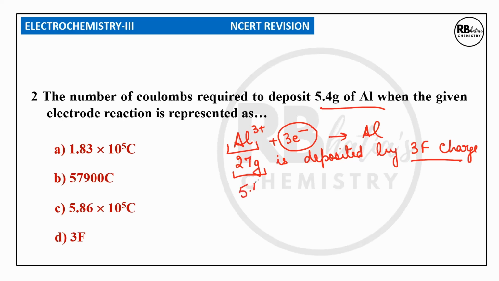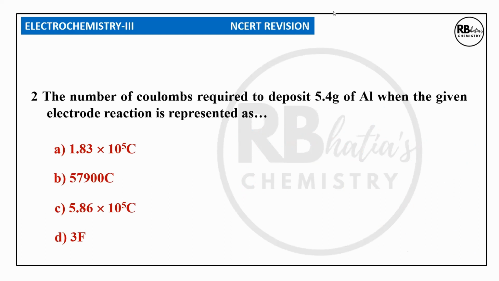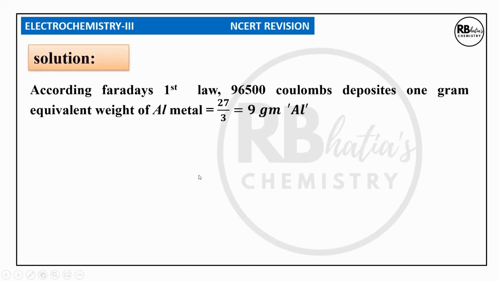So 5.4 gram will be deposited by how much? 3 upon 27 into 5.4. So solve this, you're going to get your answer in Faraday, and multiply this with 96500 coulomb, you get your answer in coulomb. Okay, so if we look at the solution, we're going to observe the answer to be 57900 coulomb. And how to proceed?